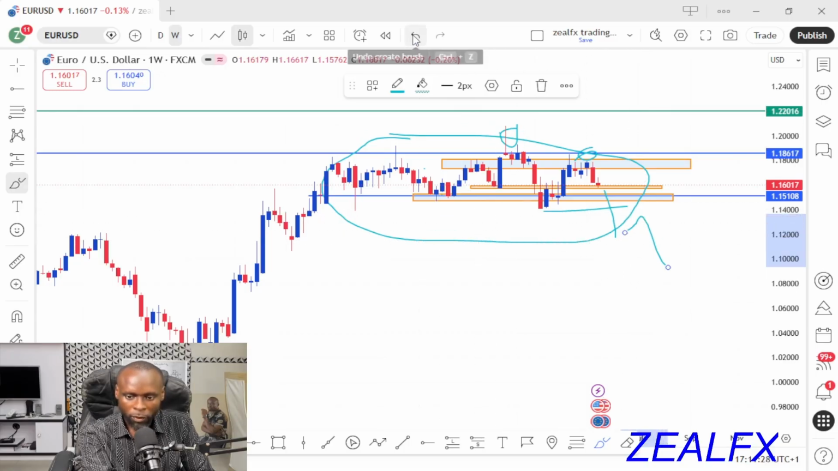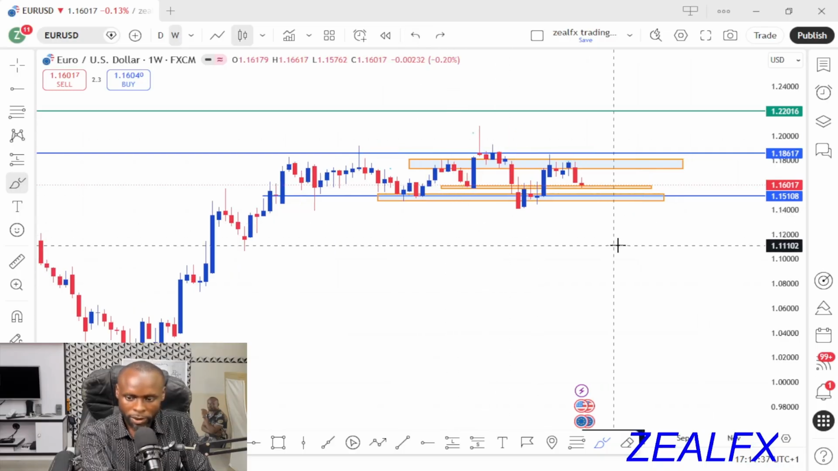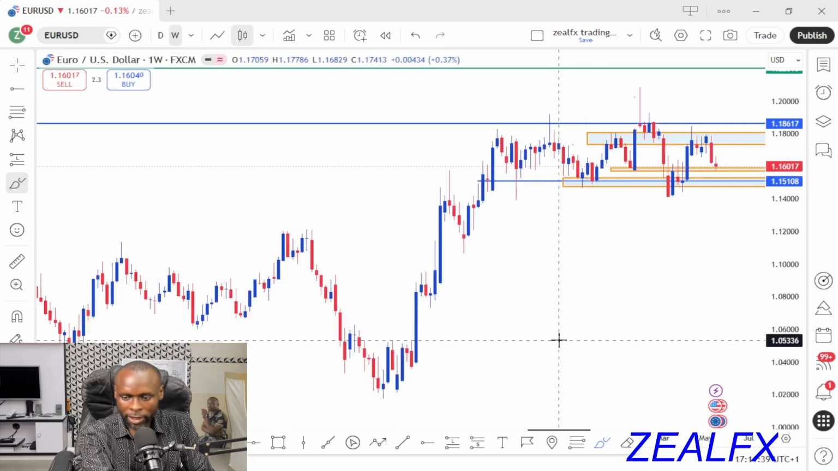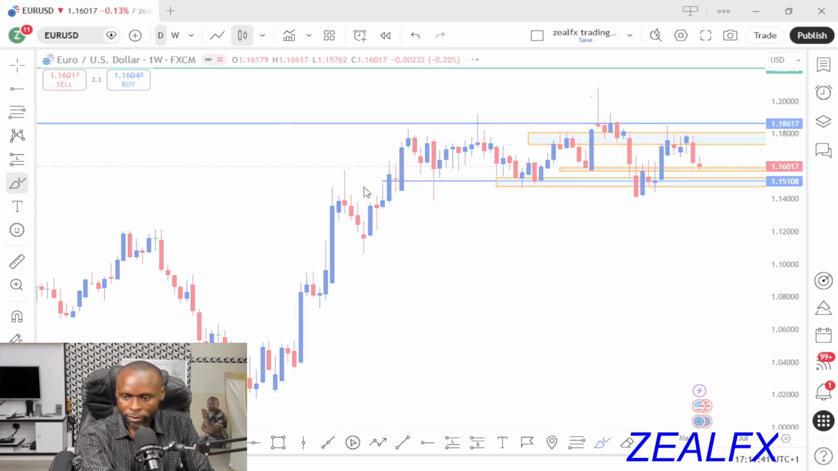So before we can see any major move for sell, we need a break below for a series of lower highs for us to see that major selling opportunity on the Euro USD. So let's look at the daily time frame of the Euro USD.